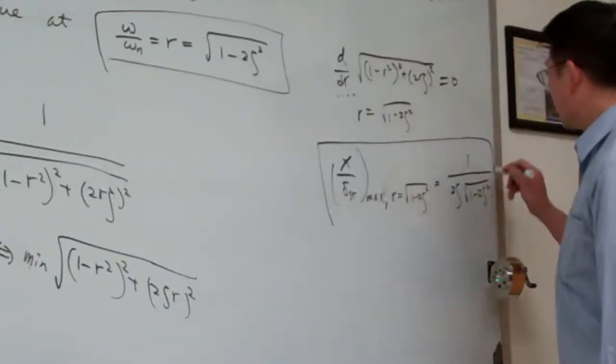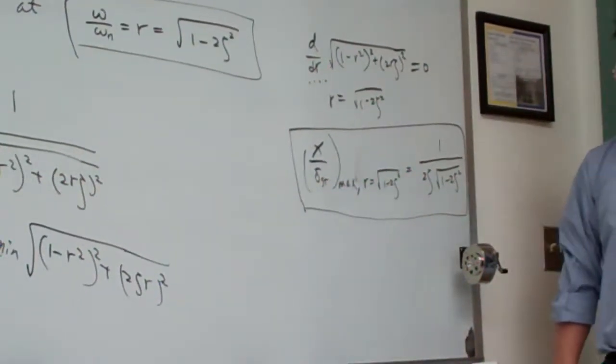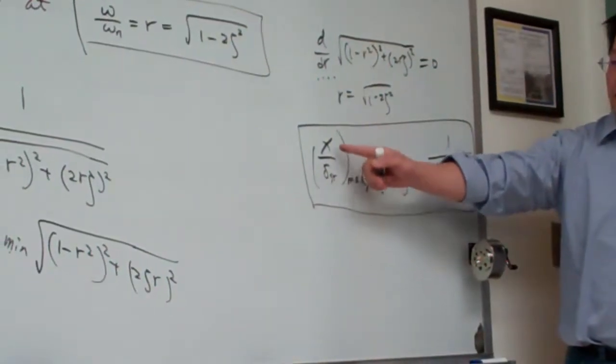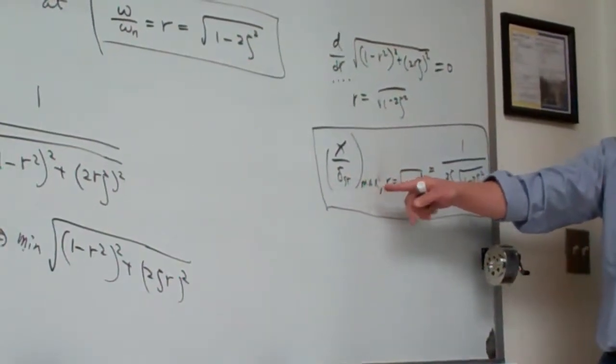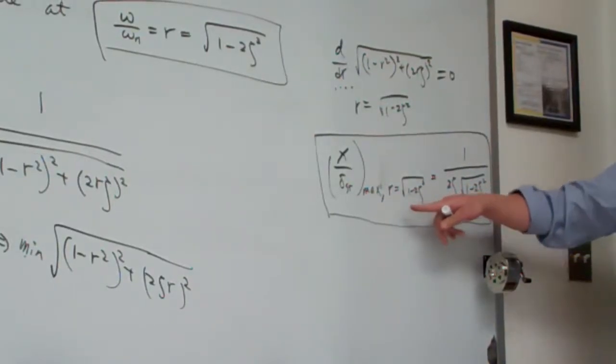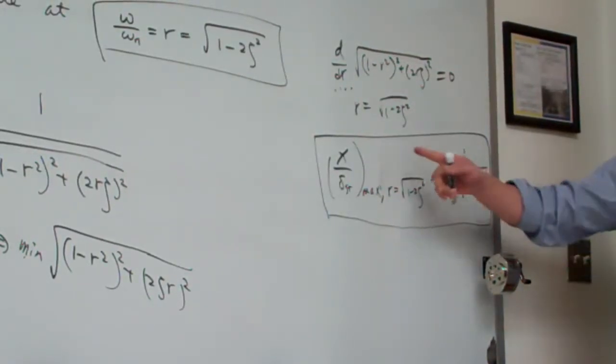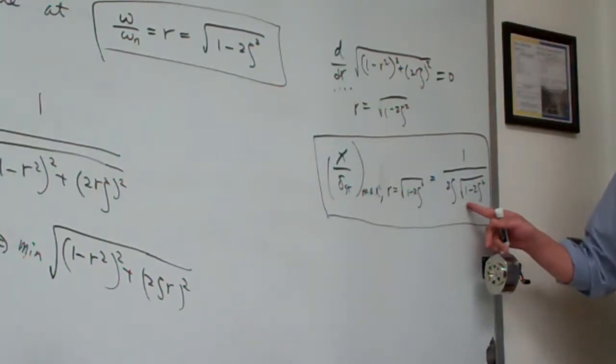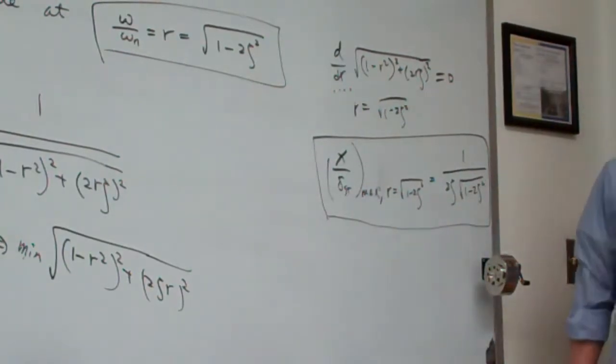So I think this is the information, so you can box it. That means the peak of the magnification factors occurred at this particular R value, and the magnitude of that peak equals this one. Okay, so let me show it graphically here.